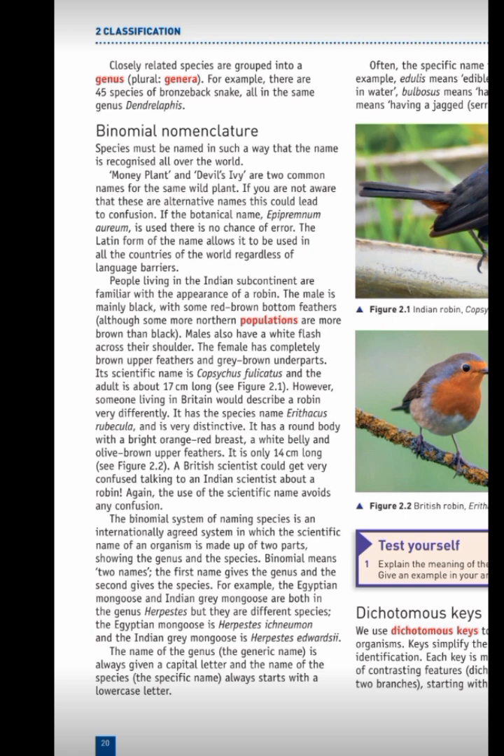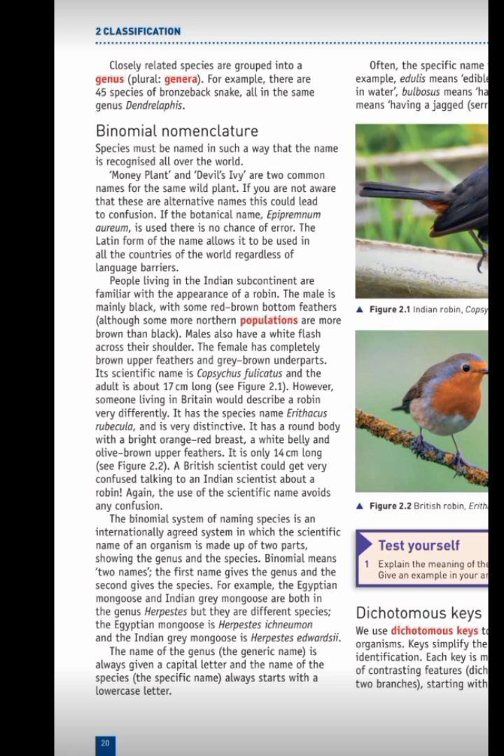An example is the money plant. If we discuss the money plant, the common names money plant and devil's ivy are used for the same plant, but its scientific name is Epipremnum aureum. When we use the scientific name, there is no chance for mistake.